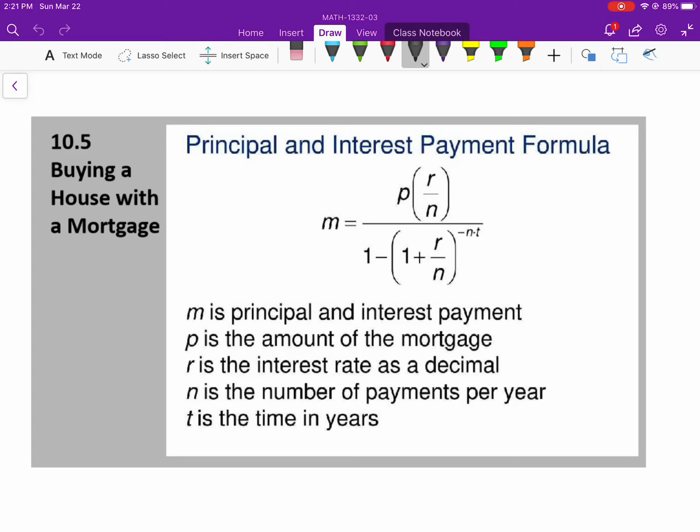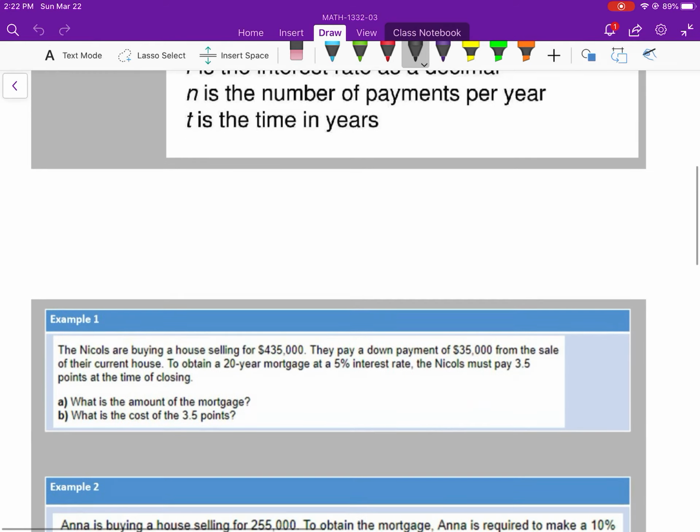Alright, so welcome back. We are finishing up Chapter 10 here with 10.5, Buying a House with a Mortgage. I've already mentioned a little bit in 10.4 about mortgage payments, because it's the same exact formula. We're going to be using the same formula from 10.4 in 10.5, okay? The only thing that's different is, I believe we had payment, PMT, instead of M. But notice it's the same exact formula. So I'm not going to break this one down like I did in 10.4, because it's the same exact formula.